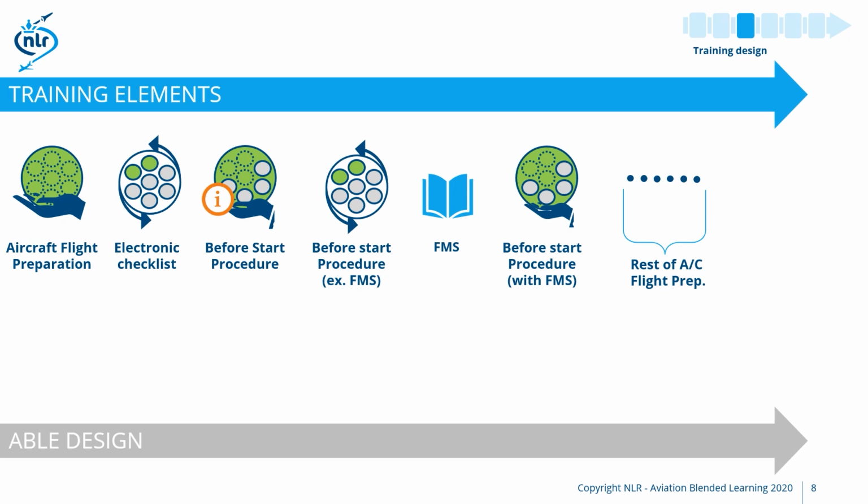Then we have some aircraft flight preparation other procedures that we are not going to elaborate on in this example. And finally, the trainee ends with the whole task training with context and all complexity factors of the complete aircraft flight preparation.